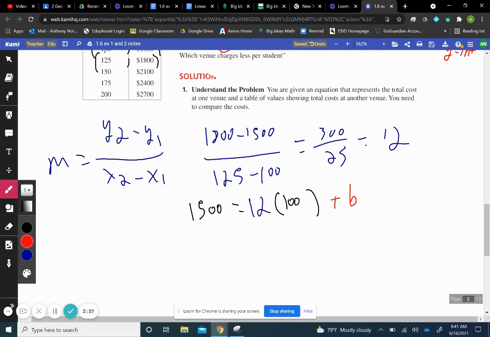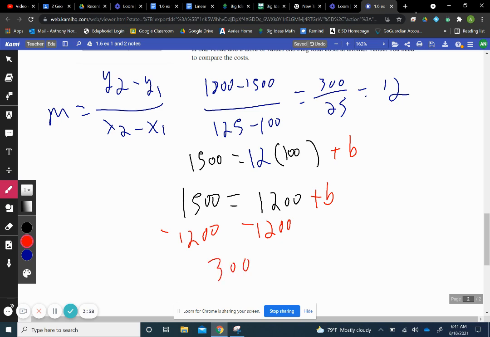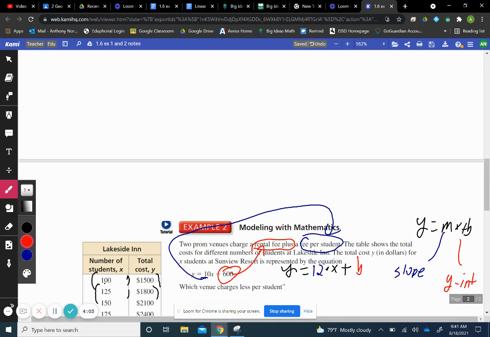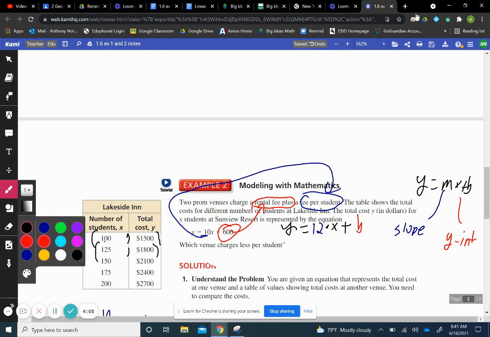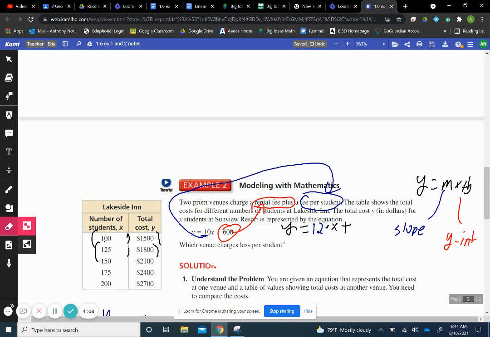And to do this, we're just going to simplify. So 12 times 100 is 1200. I know, big brain stuff here. Plus b. We want to get b by itself. So we're going to subtract 1200 on both sides. So 300 equals b. So we know that this is no longer b, but the number we just found, which is 300. So this is the equation.